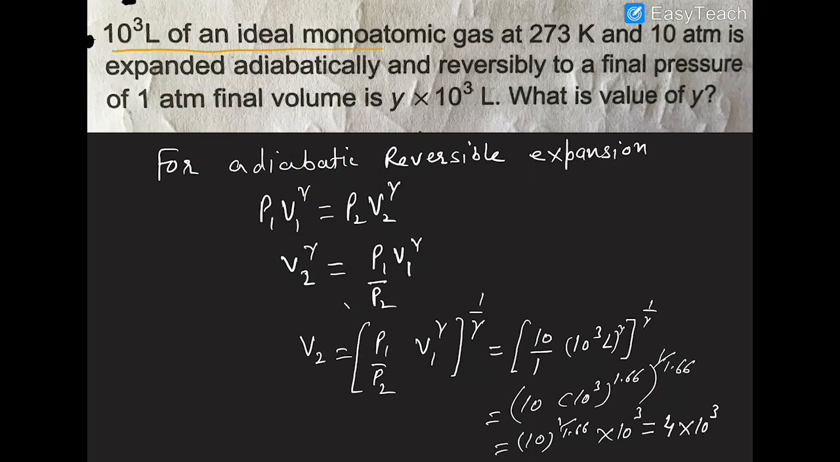1000 liters of an ideal monatomic gas at 273 Kelvin and 10 atmospheres is expanded adiabatically and reversibly to a final pressure of 1 atmosphere. Find the value of volume Y into 10 power 3. Adiabatic reversible expansion is given to you, so P1 V1 gamma equals P2 V2 gamma. P2 can come here, so it becomes P1 V1 gamma divided by P2.